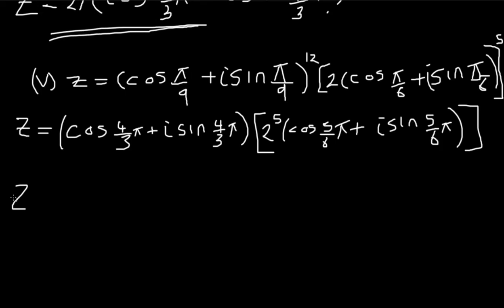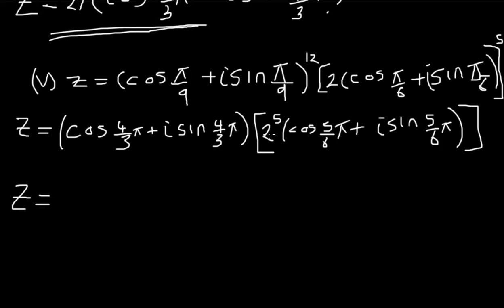So here again they are testing us on the multiplication of complex numbers. When you're multiplying complex numbers, you simply multiply the magnitudes and then add the angles. So we have this first one and this second one here. So what you do here, you multiply the magnitudes.